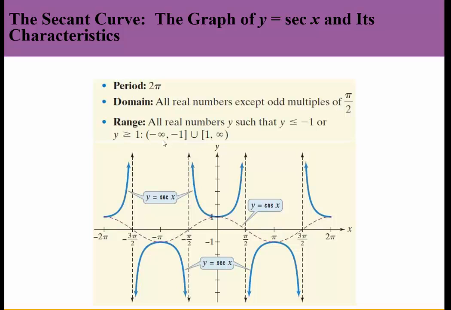And again, range: all numbers outside of -1, going from -1 to negative infinity heading down, and 1 to infinity heading up. So characteristics very similar. The only difference is where the cosine is 0 versus where the sine is 0 to establish these graphs.